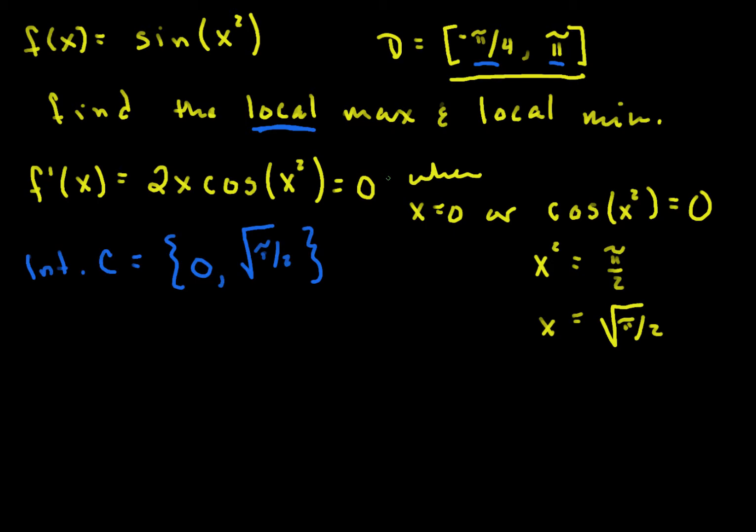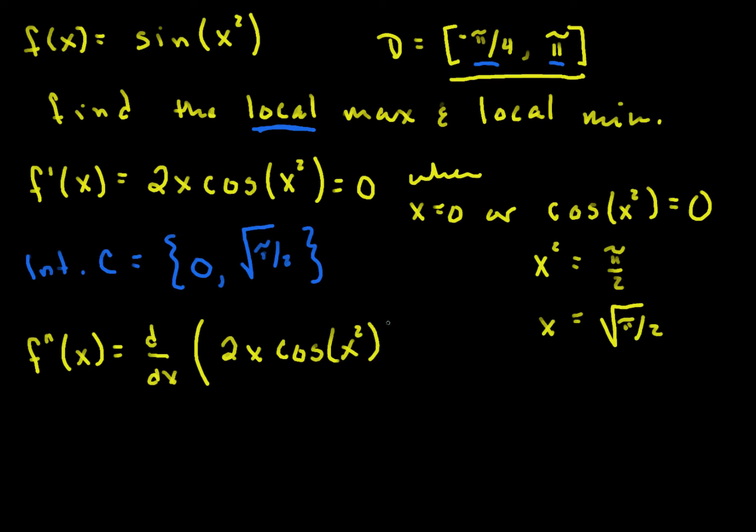And for local extrema, I can't just compare, because it could be that they're both local maximums. I've got to use my tests. So let's go ahead and use the second derivative test, see if it works for us. So the second derivative, f double prime of x, well, I've got a product rule, right? This is the derivative of 2x times cosine of x squared. So it's the derivative of the first, which is 2, times the second, which remains cosine of x squared. And then we add 2x times the derivative of cosine.